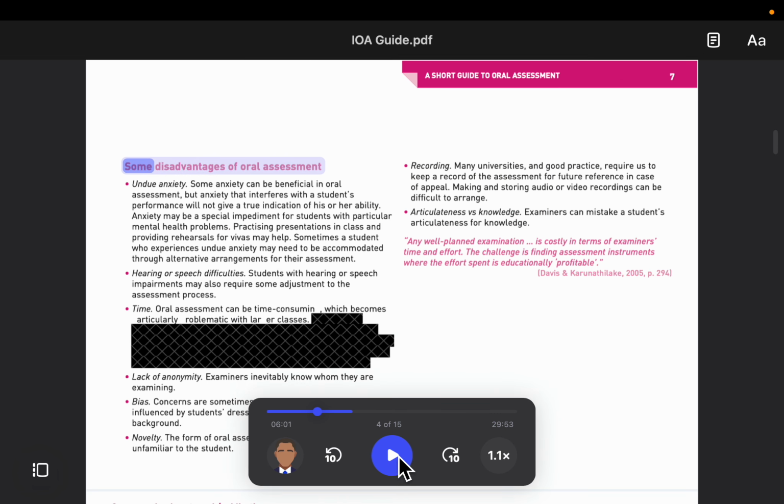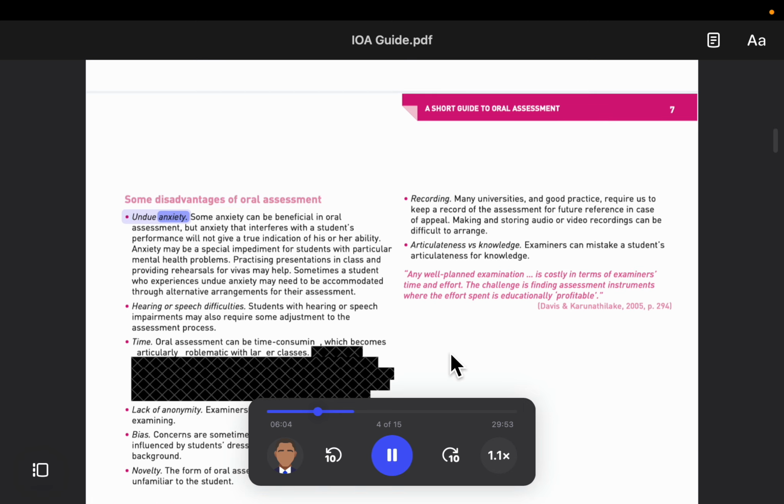So here we go. Oh, and just so you know, whenever you see these blacked out parts, I've removed things that I think would be confusing to us in the 6th through 10th grade context or just in the high school context in general. So when you see these, it's not like it was spicy or incorrect. It just doesn't relate to us very well. So here we go. Some disadvantages of oral assessment.